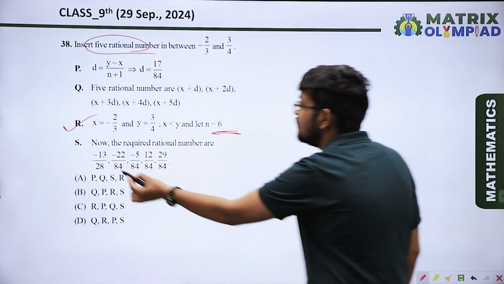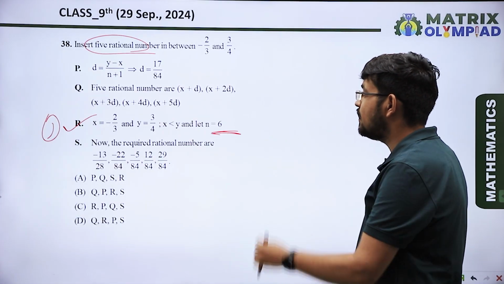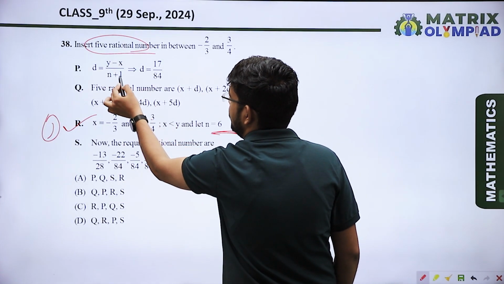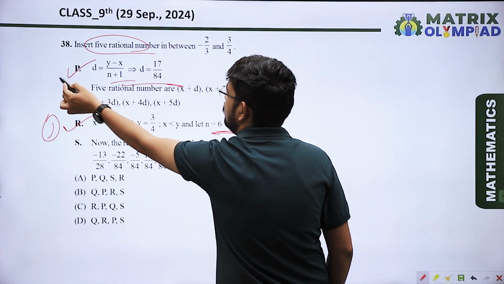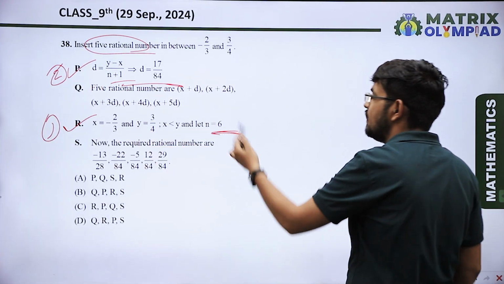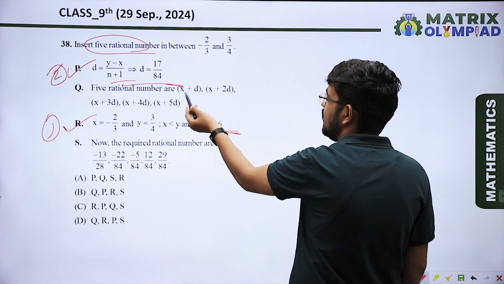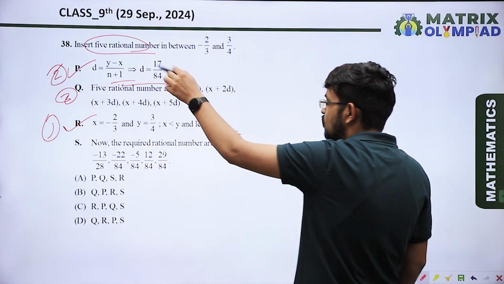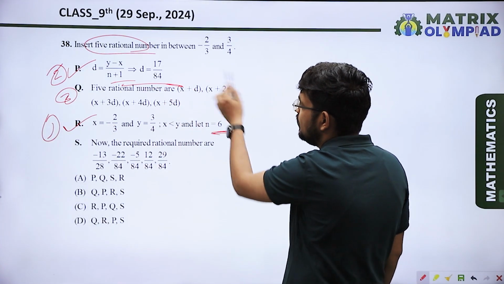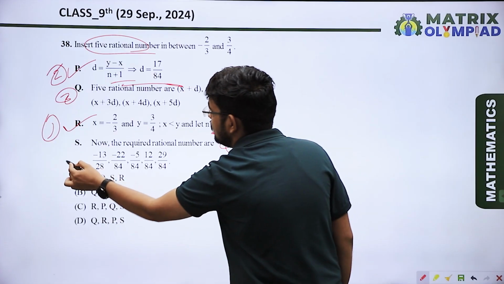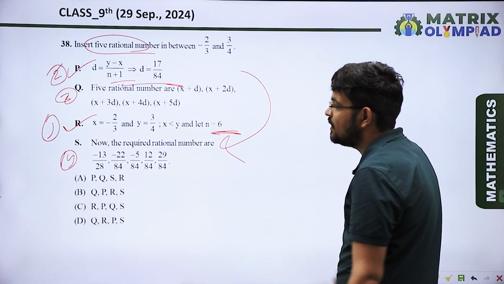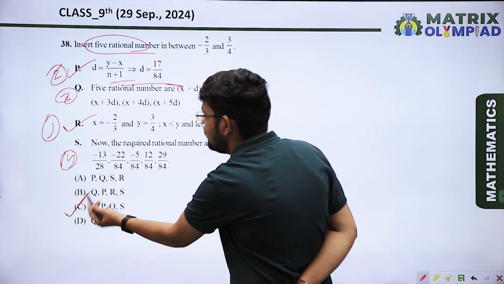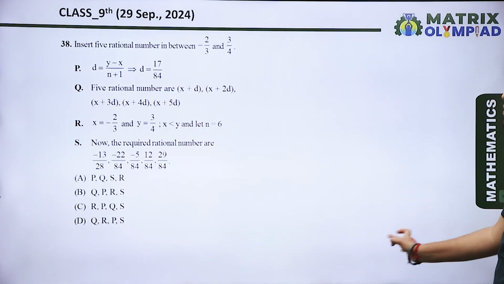R is the first step, and after that you find the difference d, that is (y minus x) upon (n plus 1). This is the formula, so this is the second step. After that, third, you assume all 5 numbers: x plus d, x plus 2d, x plus 3d and so on. Then you put in all the values and you will get the required rational numbers. This is the fourth step. So the correct sequence is R P Q S, option C is the correct answer.